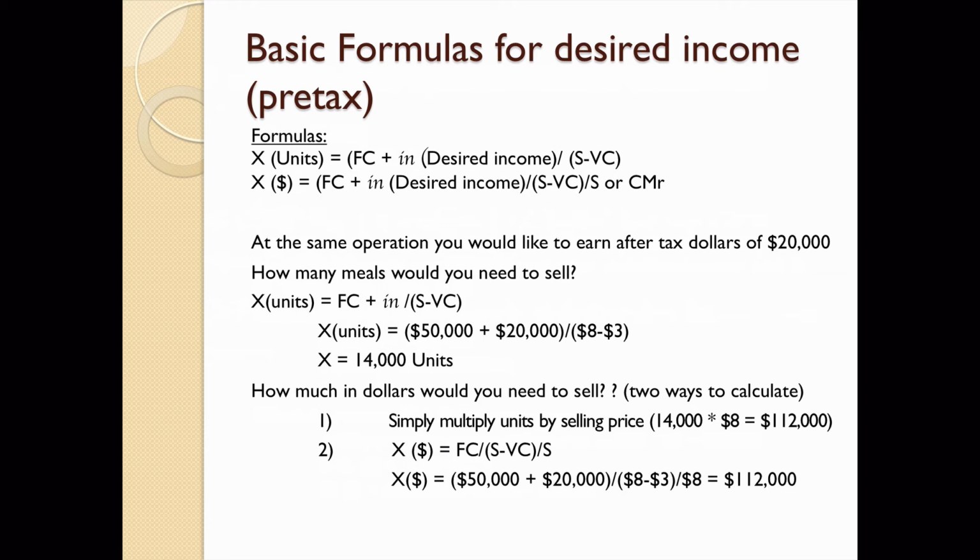So if we look at the example, let's say that we have that same operation that we just calculated our fixed cost for in the last slide, which gave us $50,000 in fixed costs, $8 in selling price and $3 in variable costs. And we want to make $20,000. We do the math, and we add $50,000 and $20,000 together, and we subtract 3 from 8, and we get 1,400 units. And then if we want to know the dollar amount, it's the same exact thing as we did before. We take our units and multiply them by the selling price, and we get $112,000, or we can do it the long way and we get $112,000.